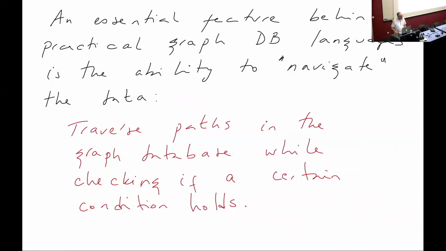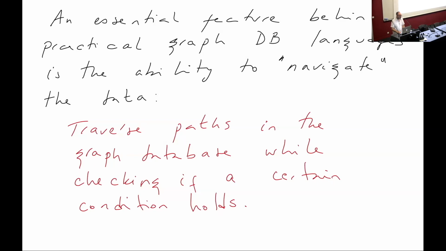So an essential feature behind practical, so you see, I'm practical. But this is true. An essential feature behind practical database languages is their ability to navigate the data. Yeah? So this is, in a way, what makes graph databases different from relational databases. It's true that in SQL you also have recursive features, but here these recursive features are really first-class citizens of the languages.